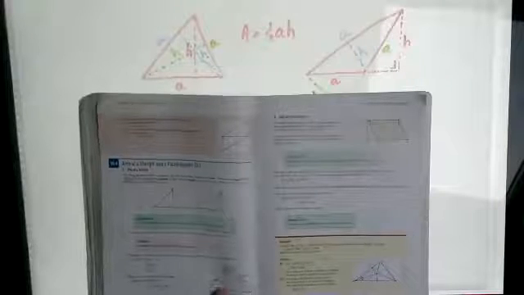Now, the area of a triangle is half the base by the height. For example, in the diagram opposite, if BC is taken as the base of triangle ABC, then the perpendicular height is taken from A.